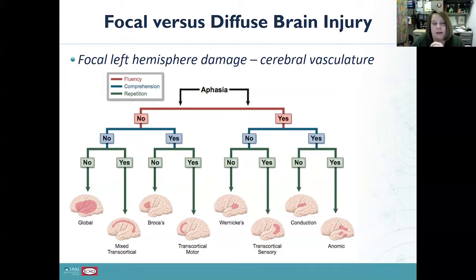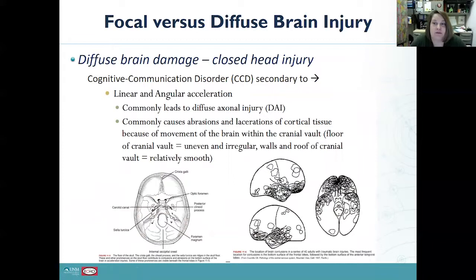So the problem is that a lot of that thinking, a lot of even that testing for language deficits that we expect after stroke, we're using that same testing and those same approaches for TBI. And it's not going to be very helpful. So if you could move to the next slide, when we have diffuse brain damage, for example, as a result of closed head injury, that's when we're more likely to have a cognitive communication disorder and not aphasia.